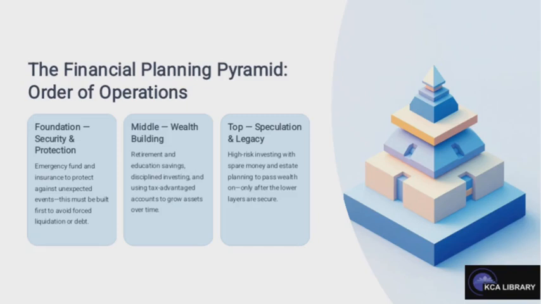So there is a three-level financial planning pyramid. That is the order of operations. First, you have to do one before the other. Start with foundation, then in the middle you have wealth building, and at the top you have speculation and legacy.